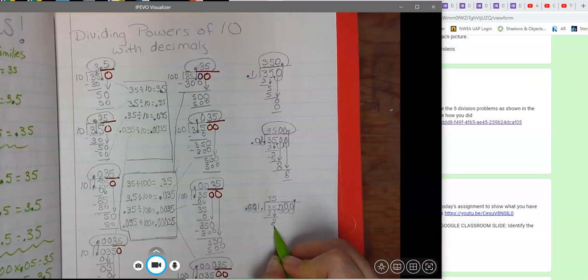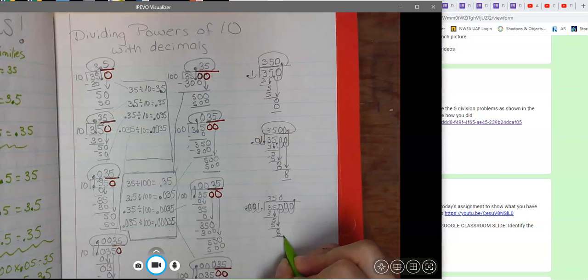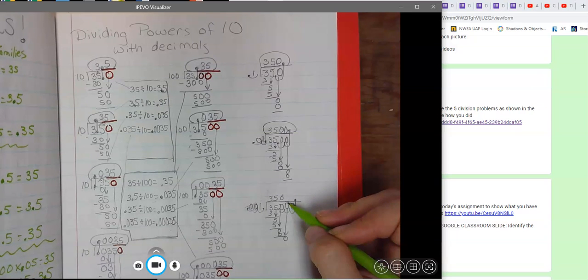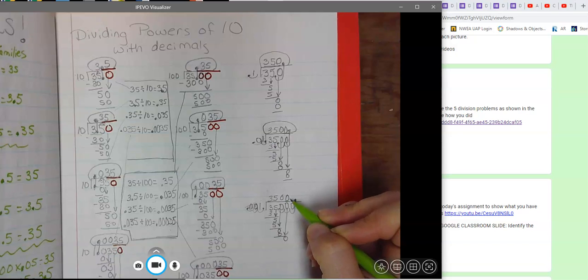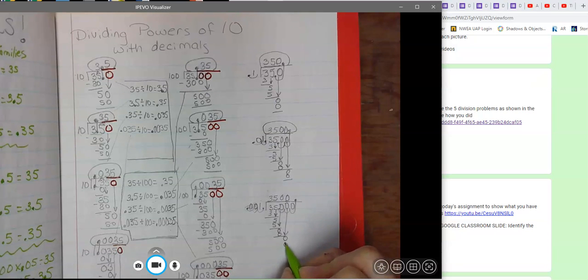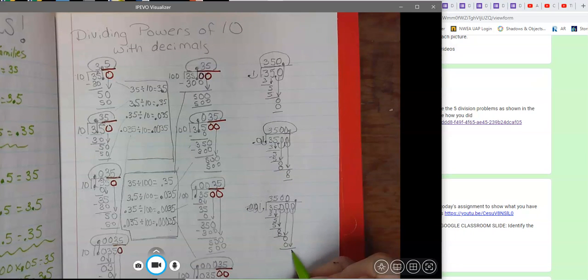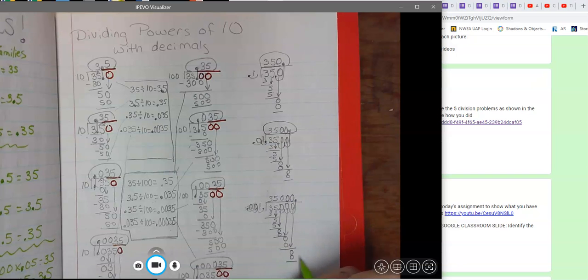5 times 1 is 5. Subtract, get a 0, so you bring down the next 0. 0 times 1 is 0. Subtract, you get down to 0, so you bring the next one. This is where it's really important to show that you are bringing down the zeros and to write your multiplication above the number you just brought down. 0 times 1 is 0. I have one more 0 before the decimal. I must deal with it. 0 times 1 gives me that 0.